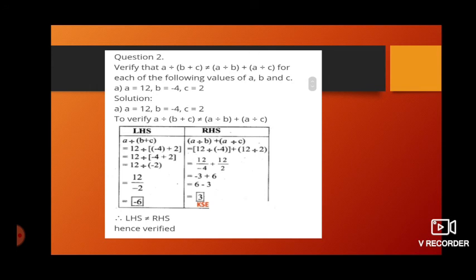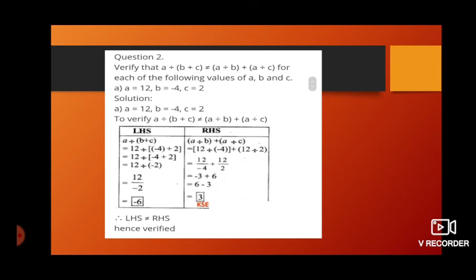Now come to the right hand side, RHS. A divided by B plus A divided by C. Here 12 divided by -4 plus 12 divided by 2. That I am writing in detail down here. Now come to the first division. 12 divided by 4 will get 3. Now come to the sign. If you see the sign, one is positive, one is negative, automatically the result will get negative.